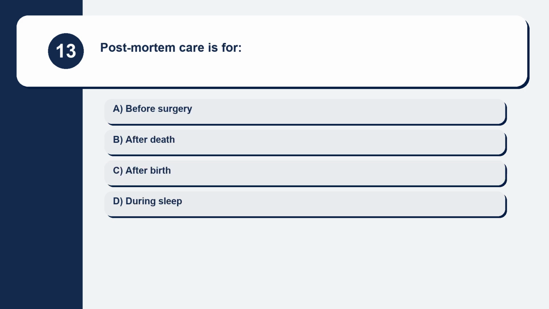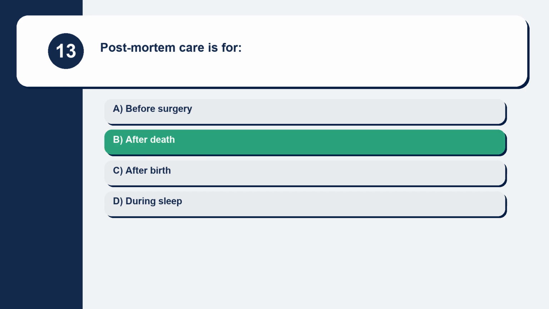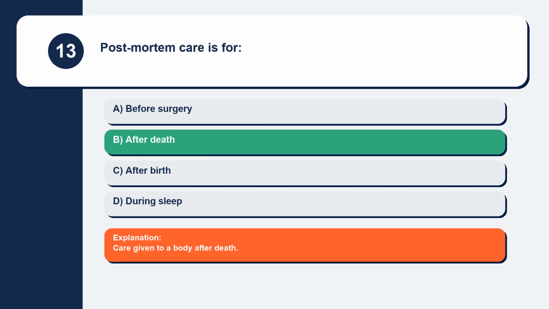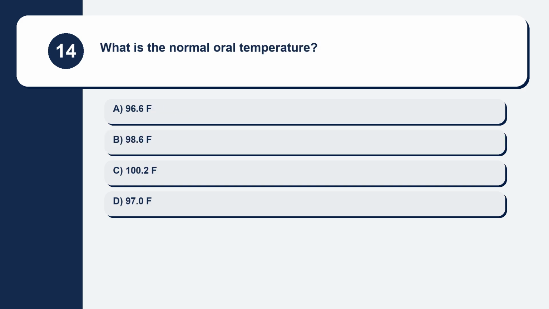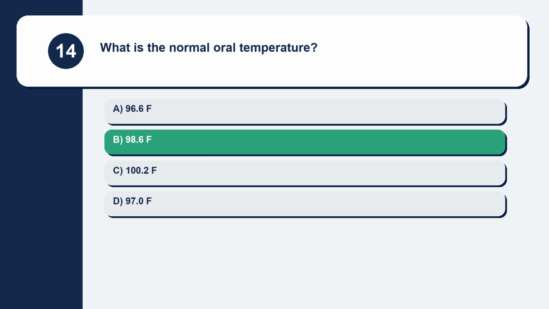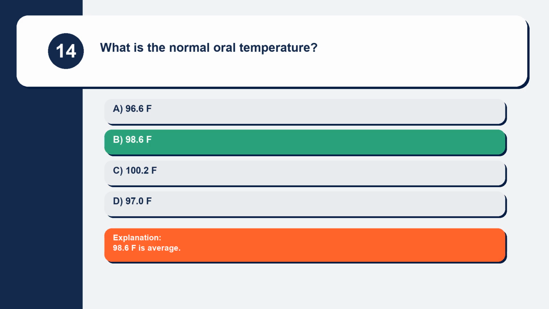Question 13. Post-mortem care is for before surgery, after death, after birth, during sleep. Care given to a body after death. Question 14. What is the normal oral temperature? 96.6 F, 98.6 F, 100.2 F, 97.0 F. 98.6 F is average.